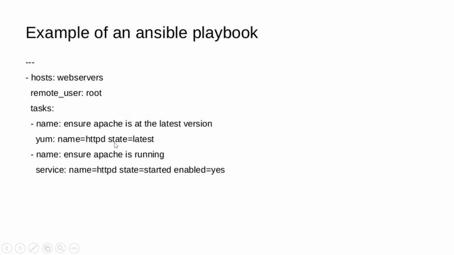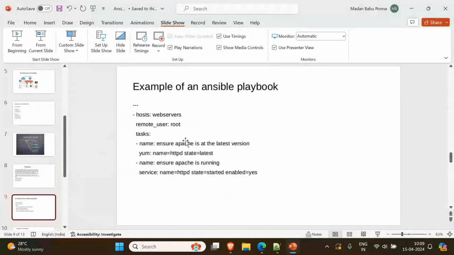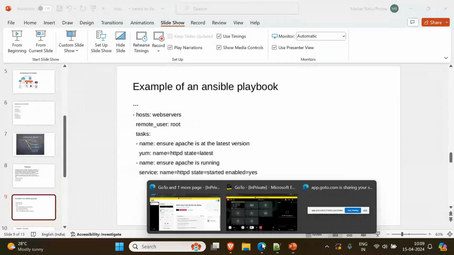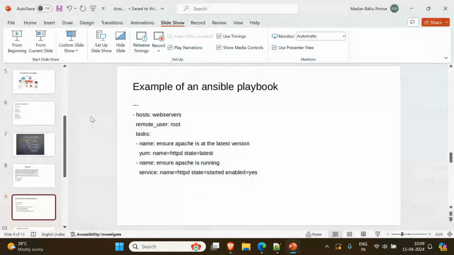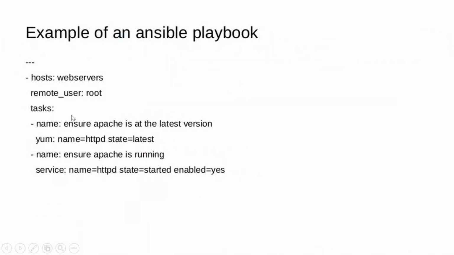You see, this is a single line. This is a single line, but in this example it is in multiple lines, right? So no problem, you can write it in a single line, you can write it in multiple lines. No issues, you can write both ways. We'll learn that anyway. Here it is written in a single line. Name: ensure Apache is running. Okay, Apache is installed fine.